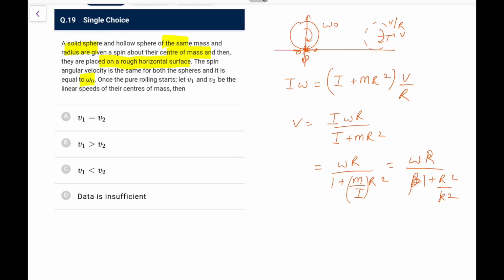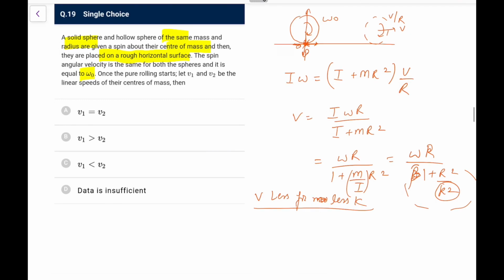So simply, the one which has lesser k will have this term greater, and therefore v would be lesser. So v would be less for less k. The one which has more k will have more v. The more k is for, we know, the hollow one. So the hollow one will definitely have the better speed. So go for the hollow one, that is v2 will be greater than v1. That is what we can make out. So that is the result.